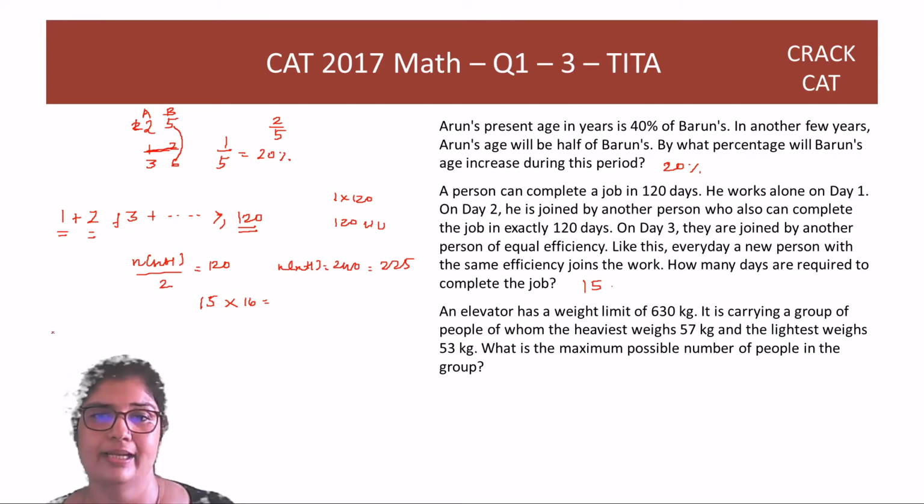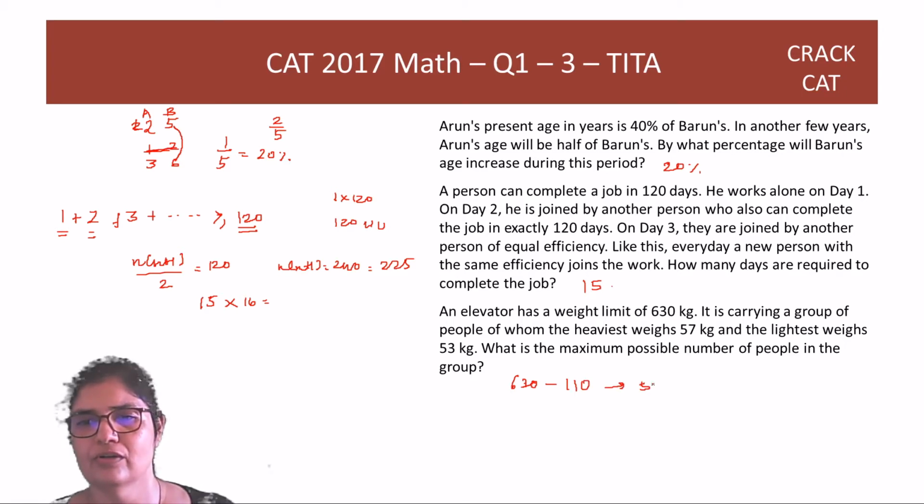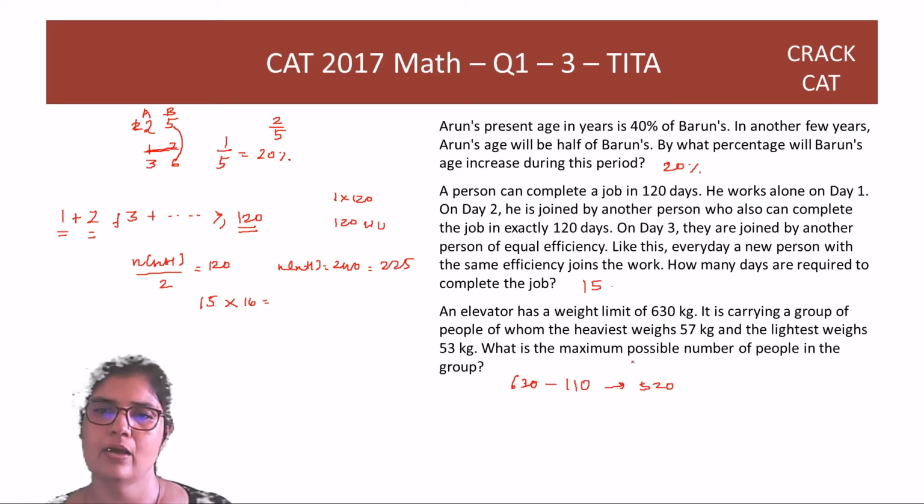Third question, an elevator has a weight limit of 630 kilos. It is carrying a group of people of whom the heaviest weighs 57 and the lightest weighs 53. So there is one person whose weight is 57, and there is definitely one guy whose weight is 53. These two people let us remove from 630. These two people are definitely there. So 53 plus 57 adds up to 110. If you remove that, 520. What is the maximum possible number of people in the group?